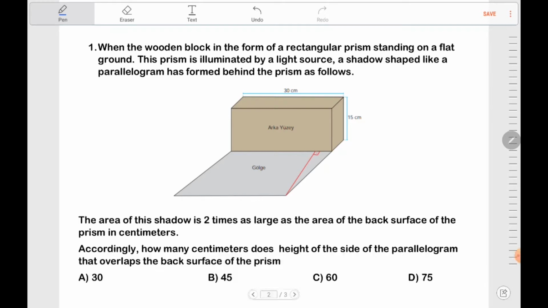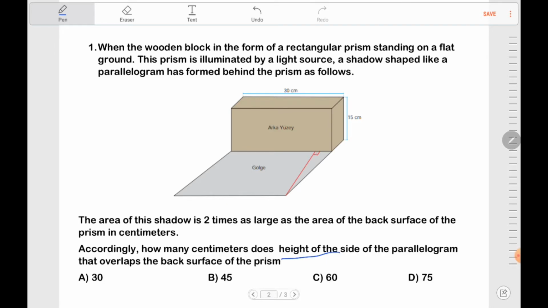The question says that a wooden block in the form of a rectangular prism is standing on flat ground, and this prism is illuminated by a light source. A shadow shaped like a parallelogram has formed behind the prism as follows. The area of this shadow is 2 times as large as the area of the back surface of the prism. Accordingly, how many centimeters is the height of the side of the parallelogram that overlaps the back surface of the prism?